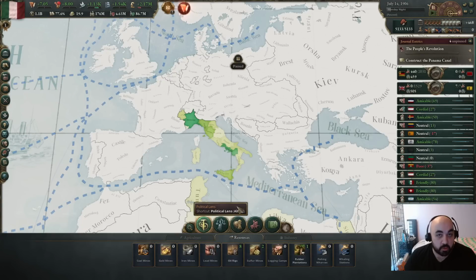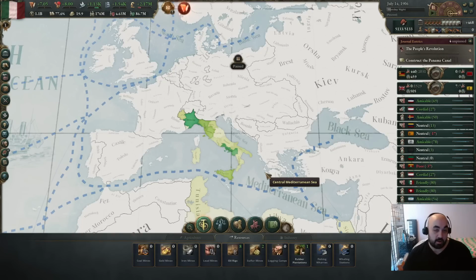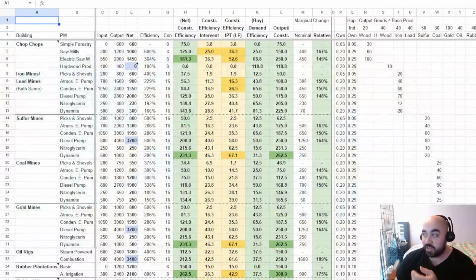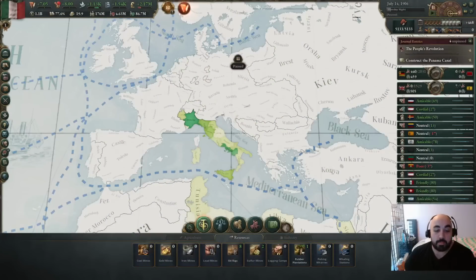Then we will be talking about throughput, which is essential for understanding why the resource industries can look extremely good on paper, and by on paper, I mean in a spreadsheet, but not necessarily be as good as they look.